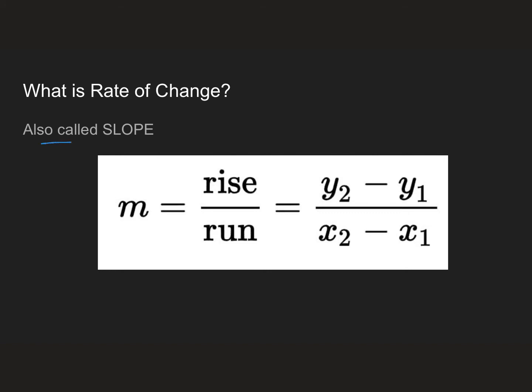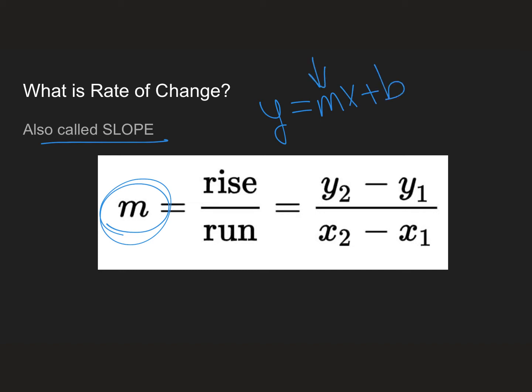Rate of change is also called slope, and we have this wonderful formula. Slope is abbreviated with m, so I know you've seen y equals mx plus b. M right here is our slope. To find it, we do rise over run, which you'll see more when we do our graph.